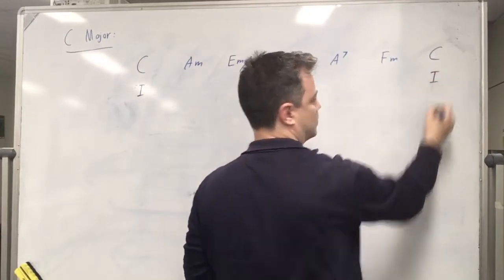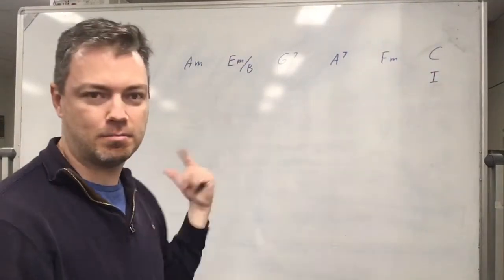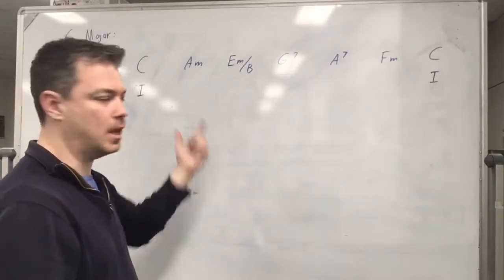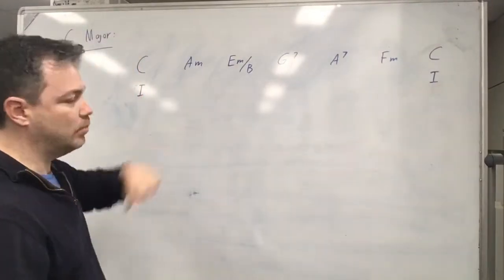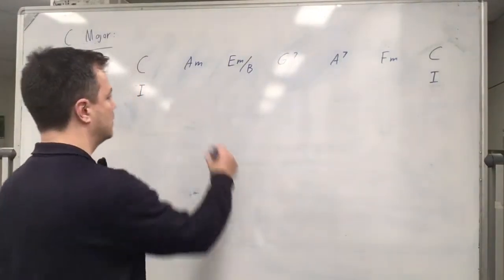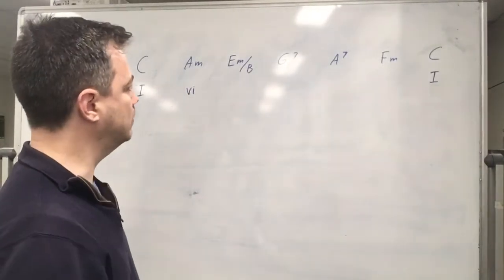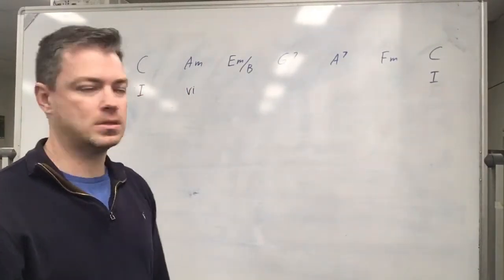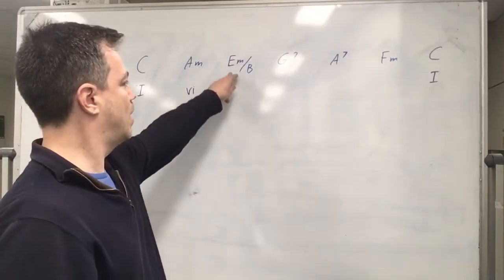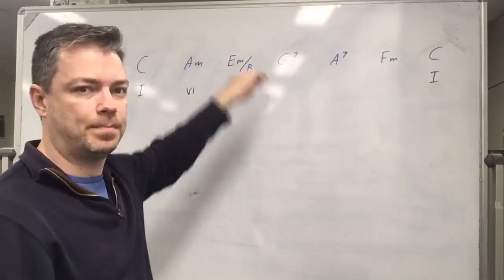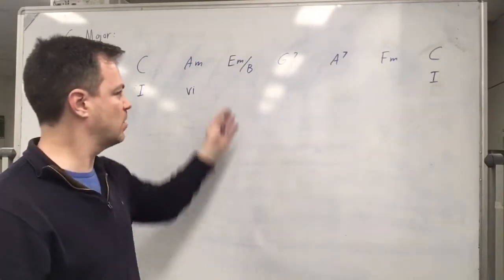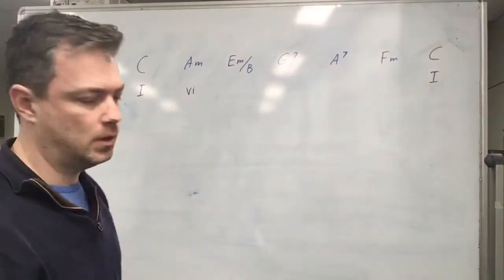Like a lot of songs, they will start and end on the chord that it's from the key. A minor, we should know that. That's just chord 6. Everything else is a little bit different to what you would normally see, except for maybe E minor. I mean, E minor belongs to C. It's a chord 3, but it's got this slash business going on.